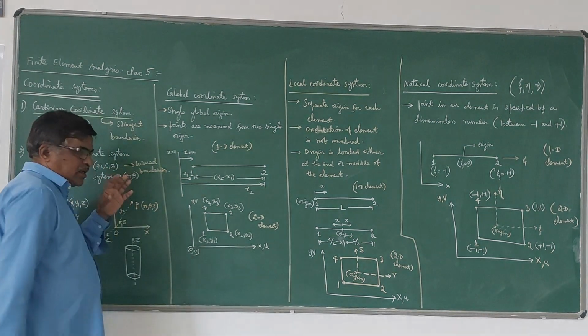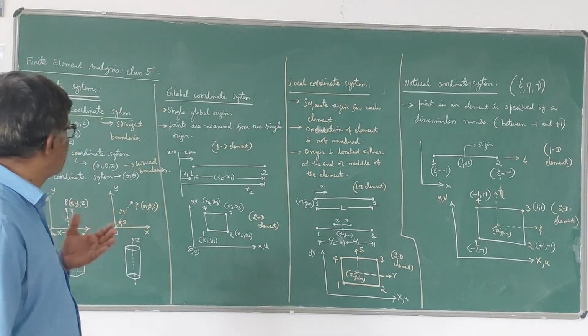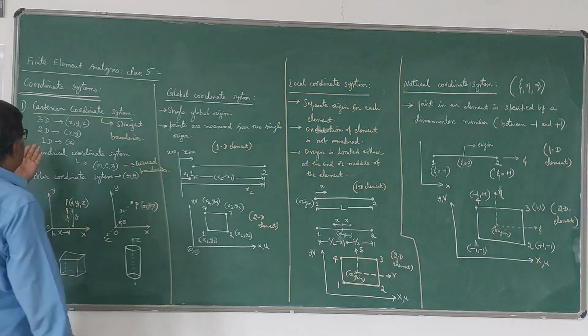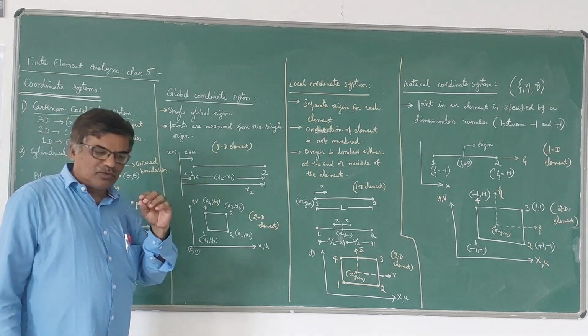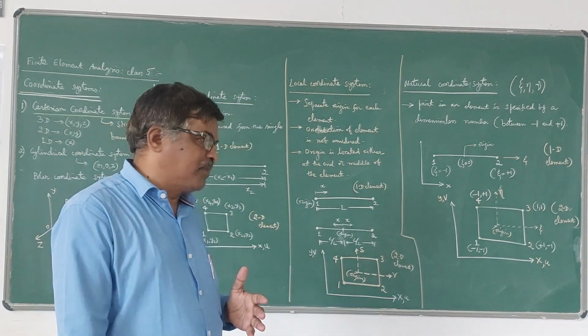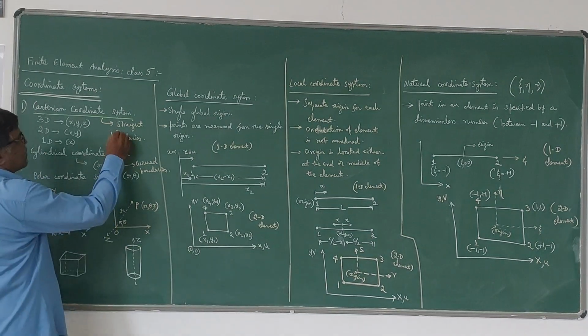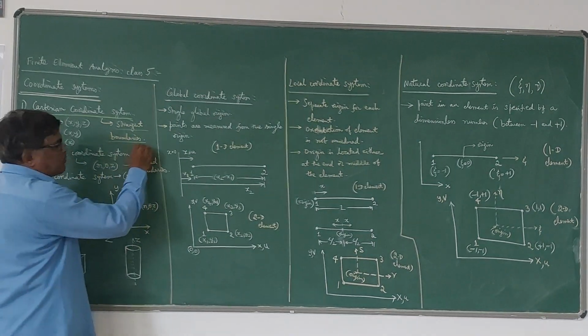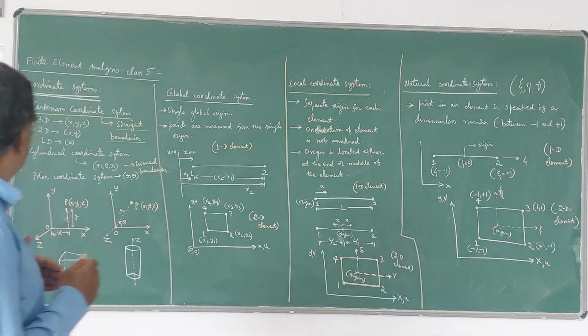A point in space is represented by the three linear coordinates x, y, z. The same thing, if it is for two dimensions, then only x and y are defined. If it is only one dimension, only x is defined. And this Cartesian coordinate system is normally adopted to solve problems of straight boundary edge problems.